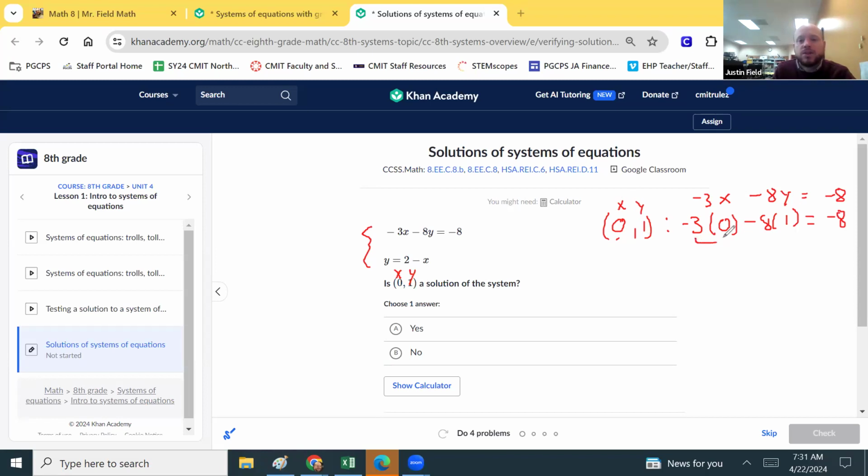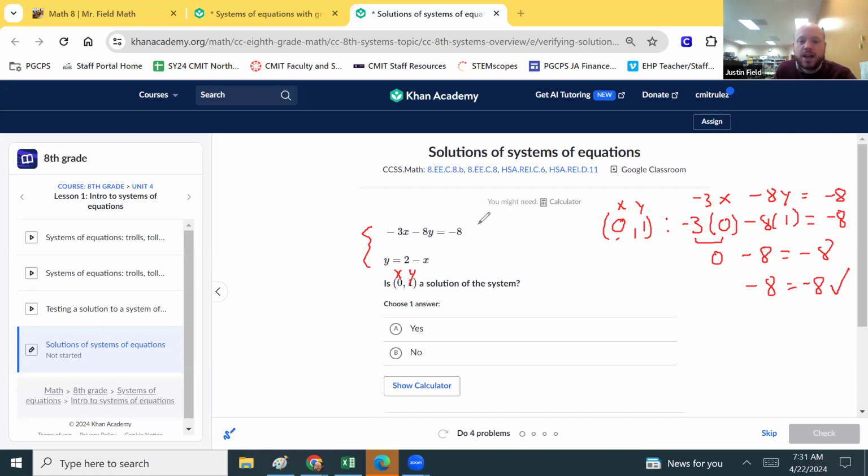Now we just do the multiplication. So negative 3 times 0 is 0. Negative 8 times 1 is negative 8. And then I bring down this negative 8. And now I do the subtraction. 0 minus 8 is negative 8. Bring down this negative 8. And is it true that negative 8 equals negative 8? Yeah, that's true. So we put a check mark.